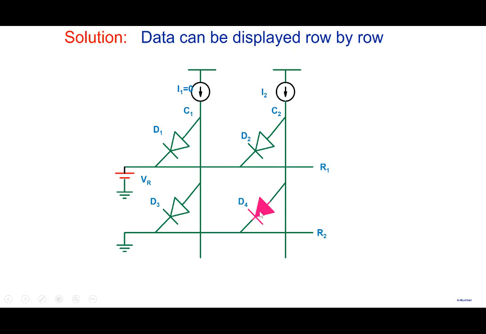So D4 turns on. But note, we have a problem. We wanted both D1 and D4 to be on. But what we did was, we first selected R1 and we turned this D1 on. Then when we went to the next row, D1 turns off because there's no current flowing through it. It is reverse biased. Then we turn D4 on, right?